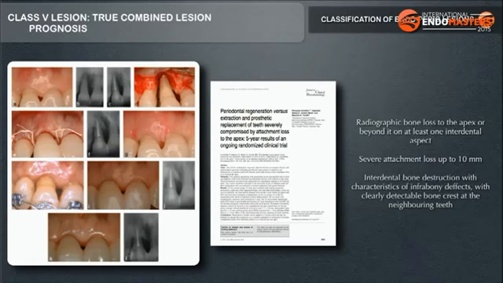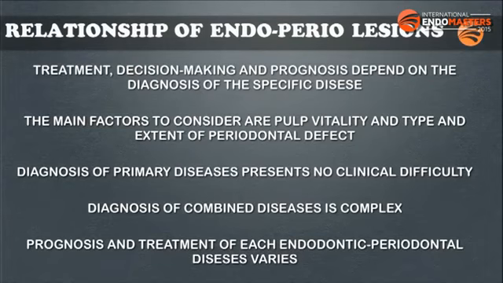The author remarks that these favorable outcomes can only be achieved in a carefully selected patient population, applying state-of-the-art regenerative therapy by experienced clinicians and with a strict periodontal supportive care program. So, in conclusion, treatment decision-making and prognosis depend primarily on the diagnosis of the specific endodontic and or periodontal disease. The main factors to consider are pulp vitality and the type and extent of the periodontal defect.